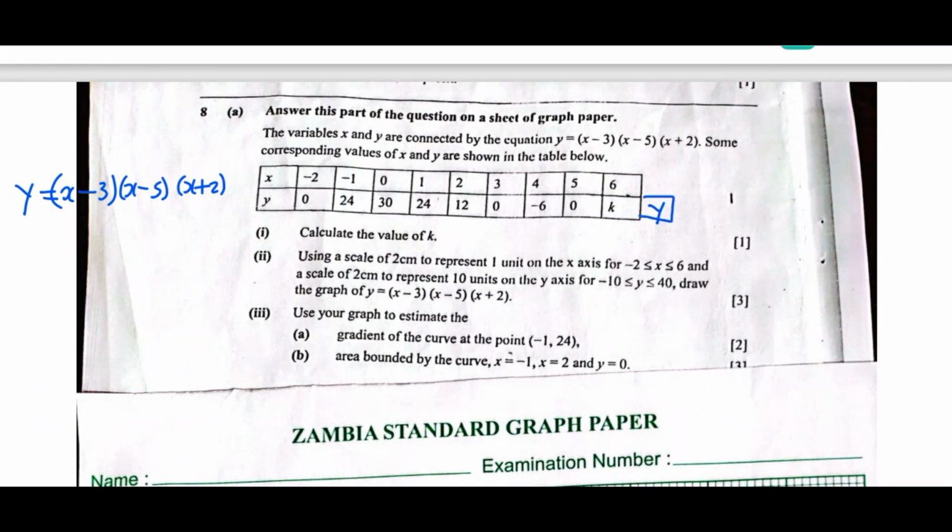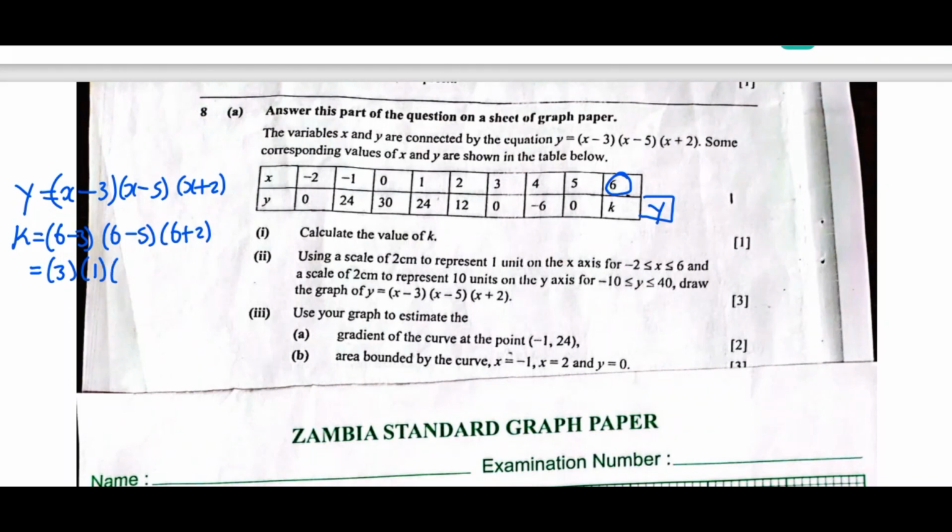So we substitute where there is y, we put k. Then for x, to substitute the value of x, you need to get the x value that is corresponding to k, and the number is 6. So it will be 6 minus 3, 6 minus 5, 6 plus 2. 6 minus 3 will give us 3. 6 minus 5 will give us 1.